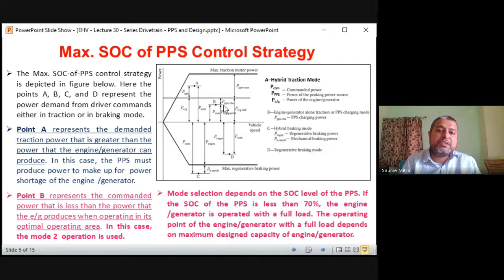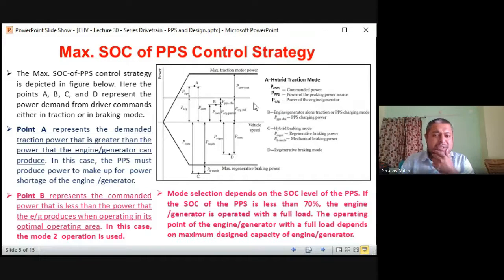So if the PPS charge is less than 70%, then we are not taking any power from PPS. In that case, EG is driving the full load, and the remaining power in EG will be charging the PPS from 70% upward. So we generally don't allow the PPS to fall below 70%. So this is the second case. This is B, engine generator alone, traction or PPS charging mode. So two things are happening with the PEG. One thing is it is driving the vehicle, and second thing is it is charging the PPS. So this is the second part, which is called B.